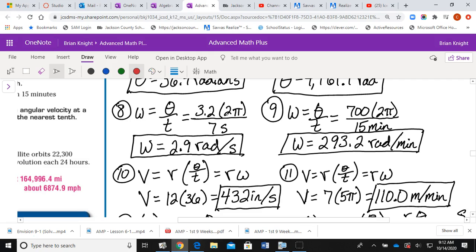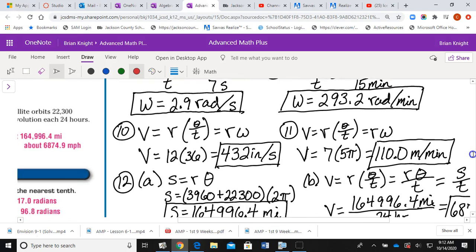Same thing on 9, we go 700 revolutions. Multiply that by 2 pi to get the radians. Divide that. They said we went 15 minutes to do that. Okay? So 293.2 radians per minute. Very important you label this one's radians per minute, this one's radians per second. Make sure you have your units correct. Okay? Know what you're working with.